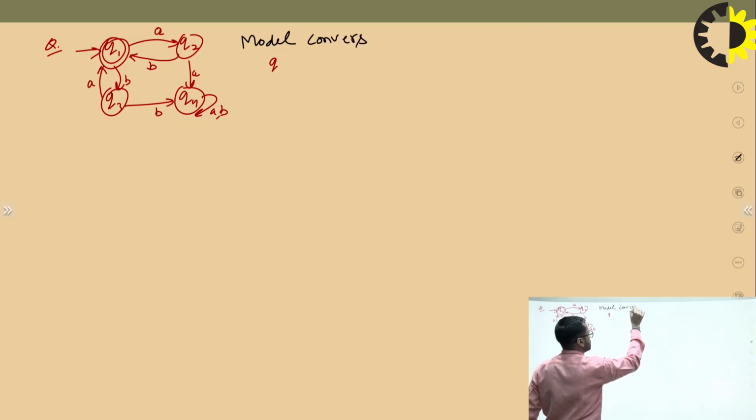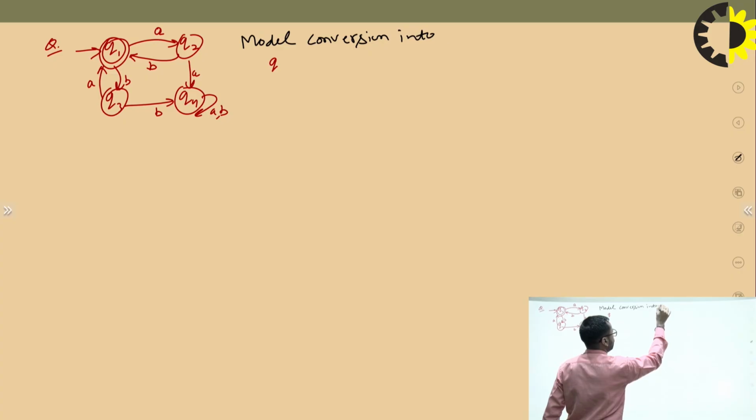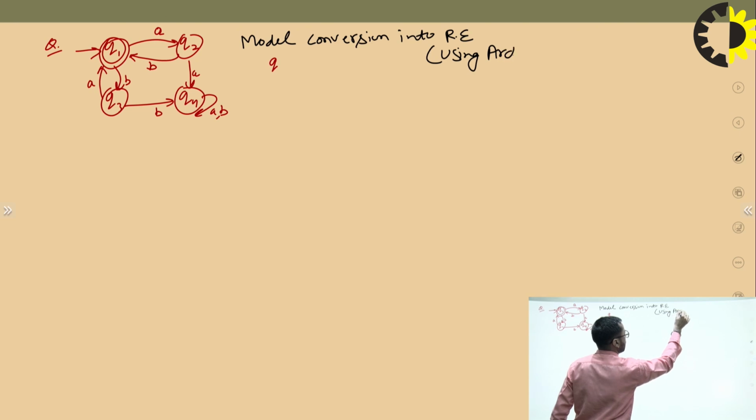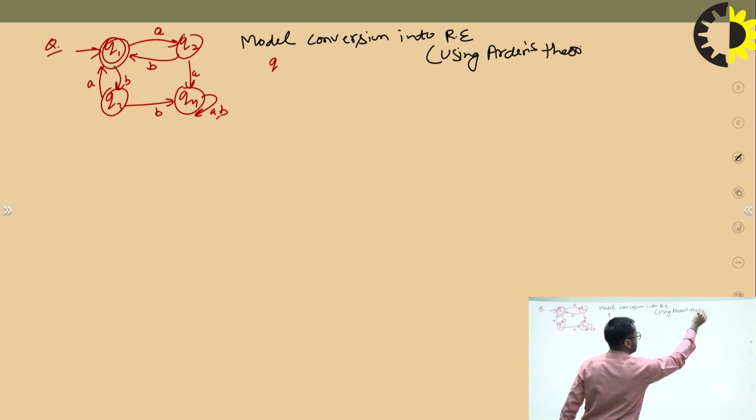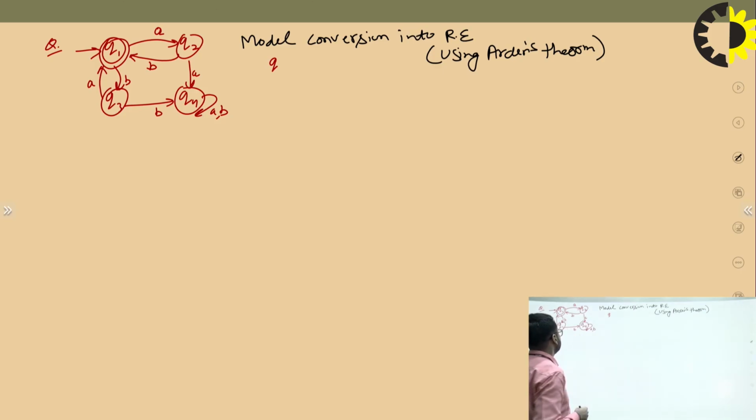This question is a model conversion into regular expressions using Arden's theorem. Basically, Arden was the scientist who developed this conversion from the given models to regular expressions. So we will calculate Q1, the first state. In this particular question, Q1 is the initial state as well as the final state.